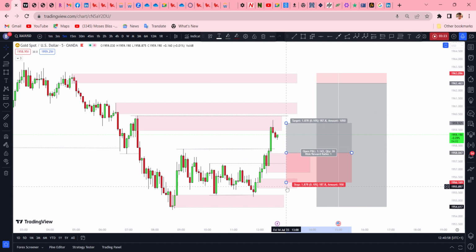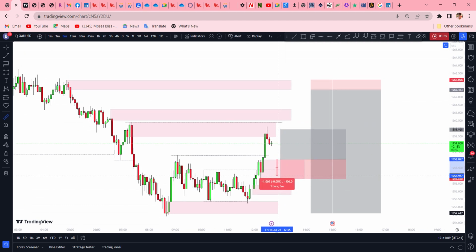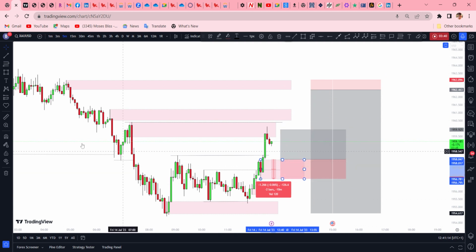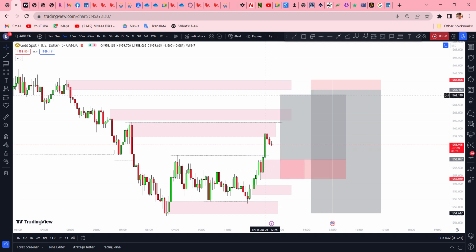So let's say our risk here is about this. This is about, how many pips is this? We're just scalping. This is about 12 pips. So let me see. We want to make like 1 is to 3 from this. So it should be here. So minimum for every trade is 1 is to 3. So 1 is to 3 somewhere around here.